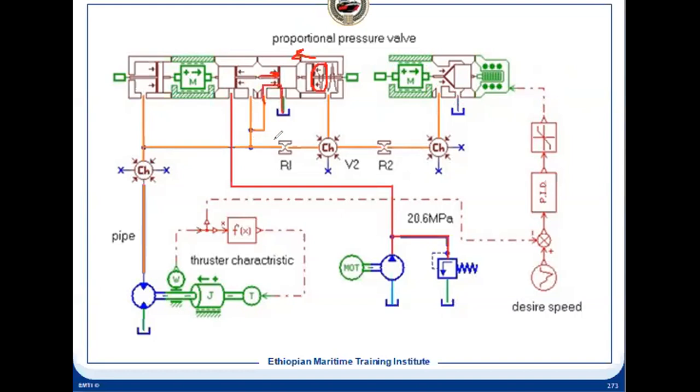Once this pressure is dropped, then what will happen? It means the displacement will reduce. So the RPM will reduce and come to the desired value. And once this is moving in this direction, this pressure will drop. So then what will happen?